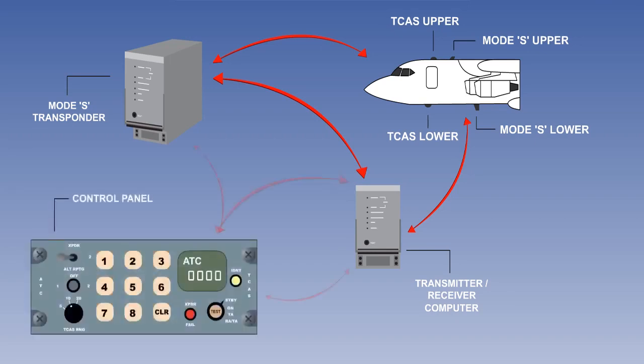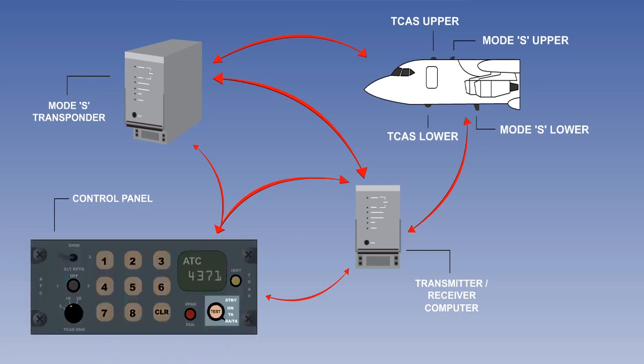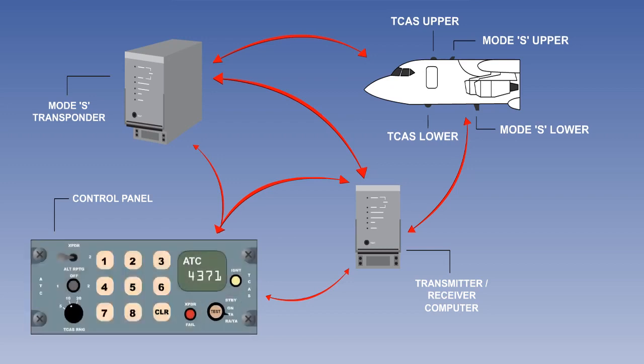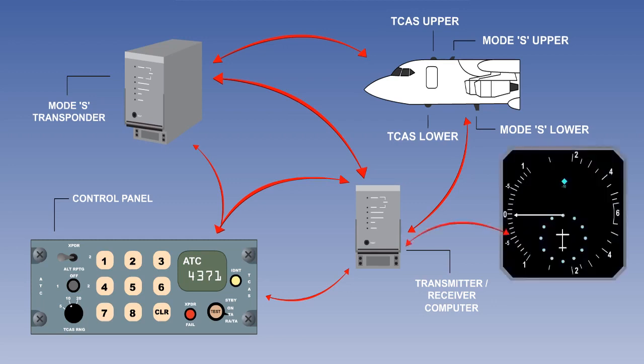We obviously need a control panel to input the Mode Alpha frequency, turn the system on, select the range, and select Resolution Advisories off, as in certain situations the aeroplane will not have the performance to carry out the vertical maneuvers the system might demand. We also require a means of displaying the traffic seen by the system. This can take the form of a dedicated display, or it can be incorporated into the vertical speed indicator, the navigation display, or the primary flight display.